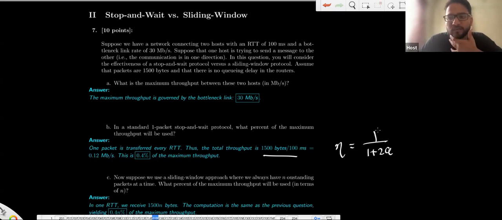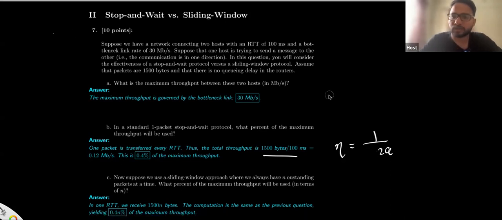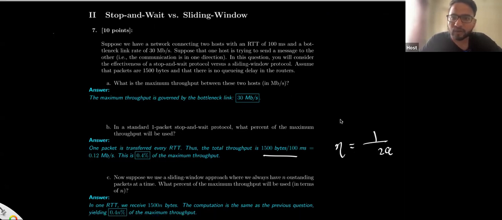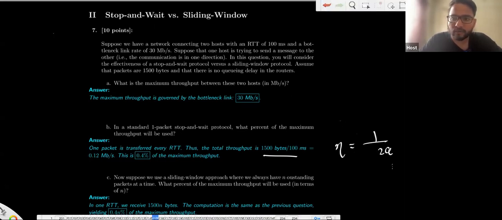So you are sending one packet, and you could have sent 1 plus 2a packets. Some people just use 1 upon 2a only instead of 1 plus 2a. So let me check if my parameters are given here to find out this a. I think the propagation time and transmission time are not given separately, so I cannot directly use this formula.